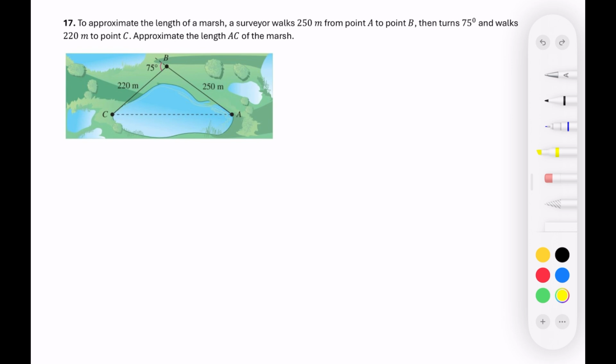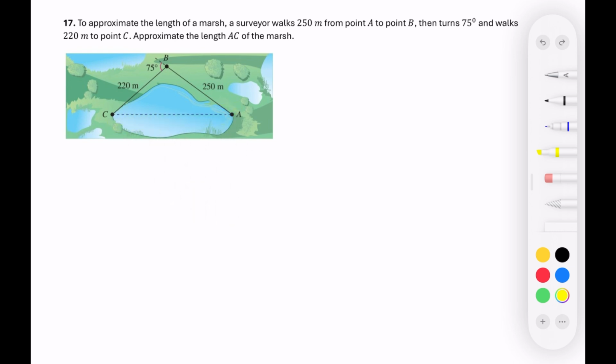To approximate the length of a marsh, a surveyor walks 250 meters from point A to point B, then turns 75 degrees and walks 220 meters to point C. Approximate the length AC of the marsh.